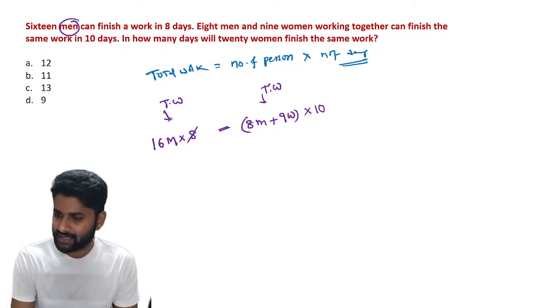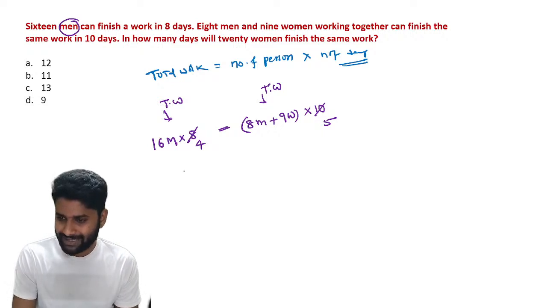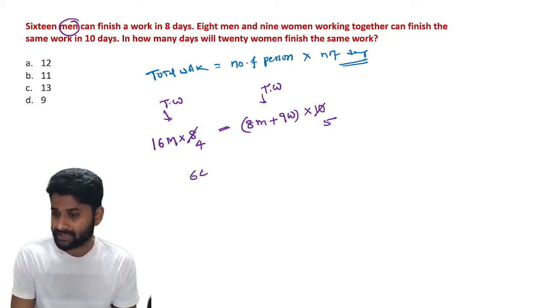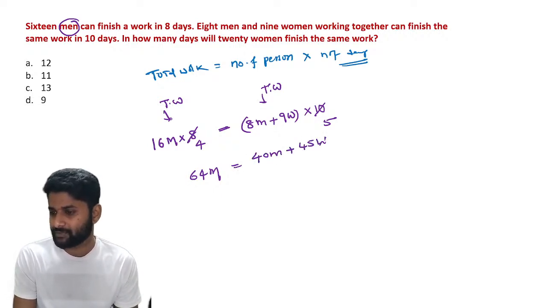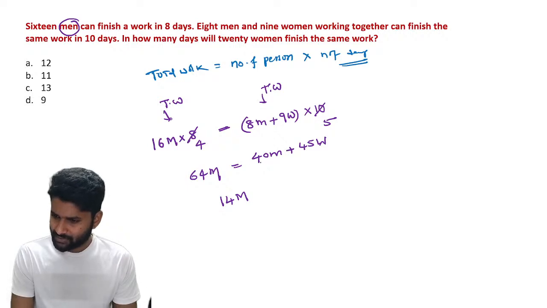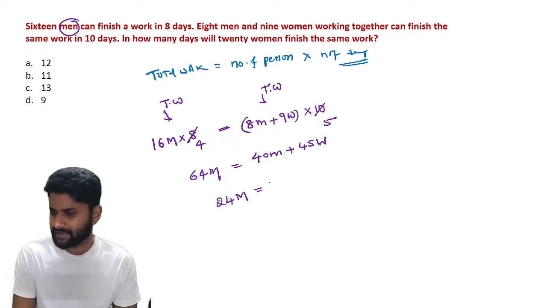Let's go through the calculation. This is exactly 4 times. This is exactly 5 times. So 16 multiplied with 4 is 64m, equal to 40m plus 45w. Let's go for the further simplification here. 24m is equal to 45w.